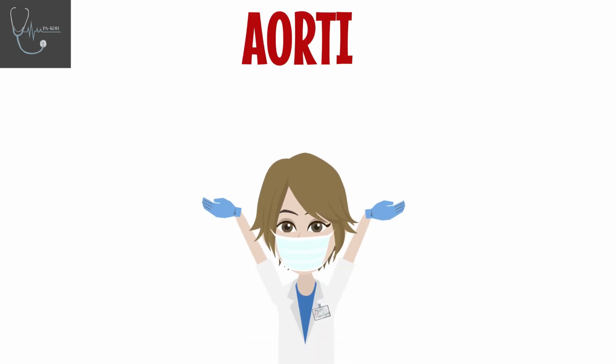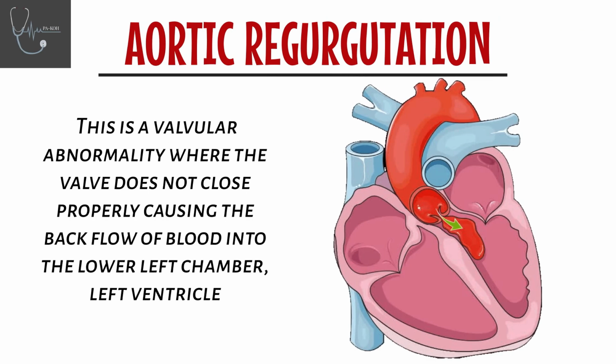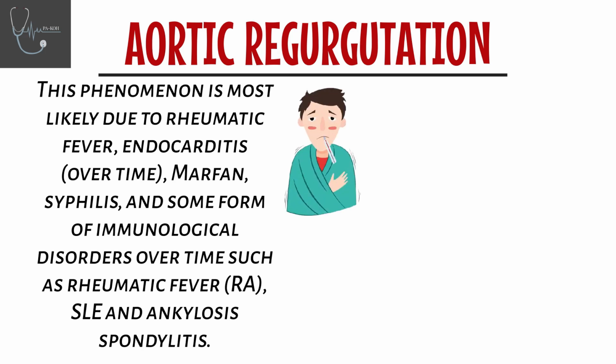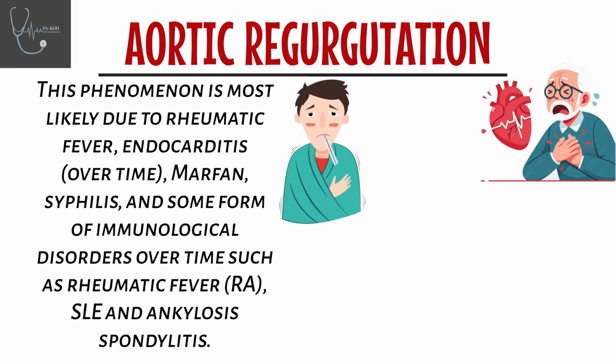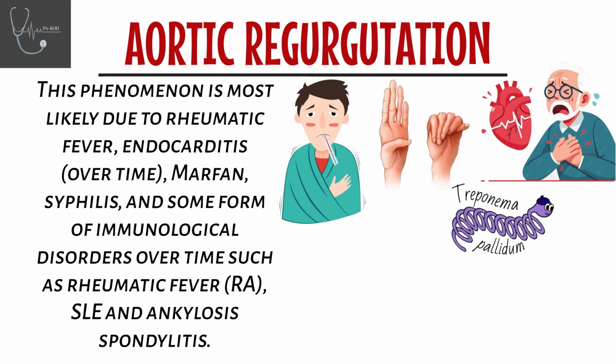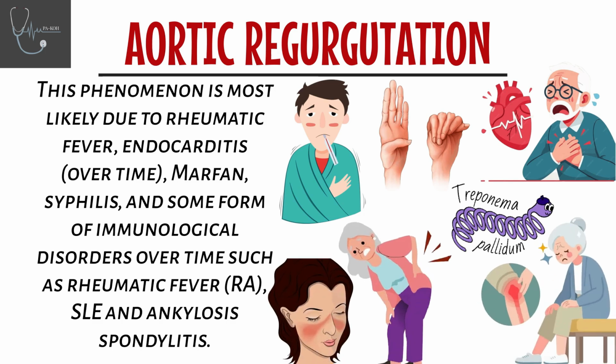Our main focus today is aortic regurgitation. This is a type of valvular abnormality where the valve does not close properly, causing backflow of blood into the lower left chamber, the left ventricle. This phenomenon is most likely due to rheumatic fever, endocarditis, Marfan syndrome, syphilis, and some forms of immunological disorders over time, such as RA, SLE, and ankylosing spondylitis.